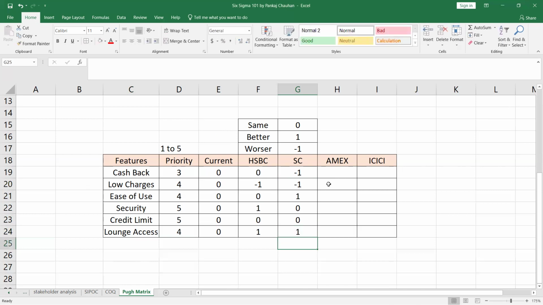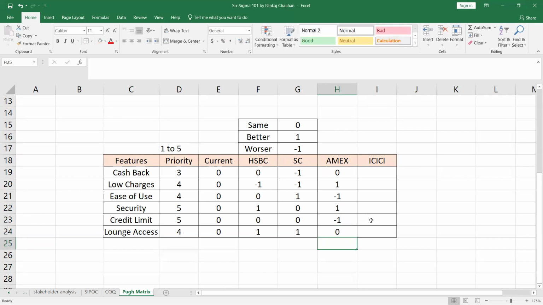Now American Express has better cashback, let's say neutral. Charges are low, so +1. Ease of use, it's not everywhere you will see an Amex outlet, so it's a -1. Security, better, so +1. Credit limit is the same, or maybe let's say lesser, so -1. Lounge access is the same, so 0, neutral.